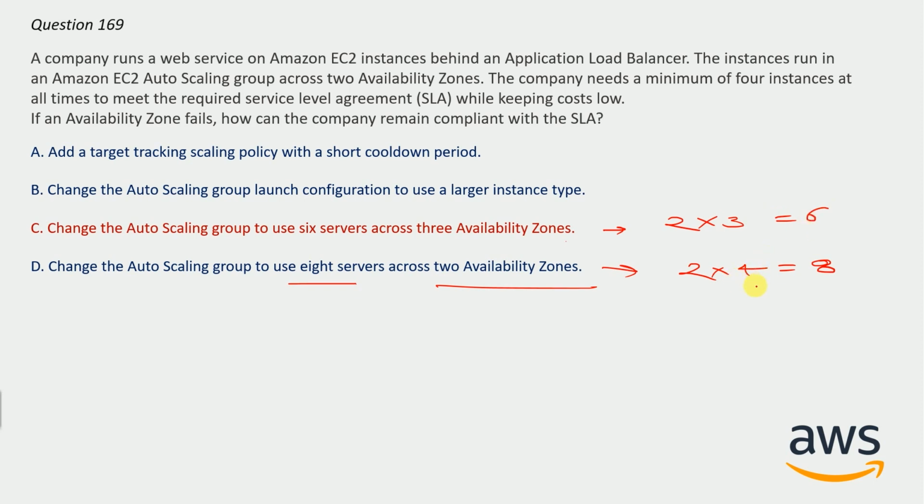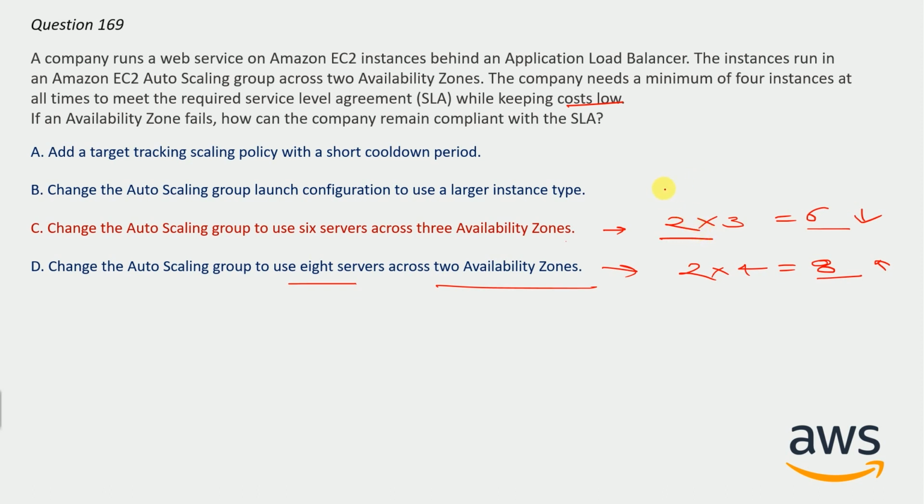So the very first factor that comes to mind is that if you are using just 6 and you are using 8 here, the cost will matter because we have to keep the cost low, and it will incur high cost because 2 instances more are there. And also at the same time, this will provide you better compliance, or we can say better availability, because even if one availability zone is down, we have 4 instances running.